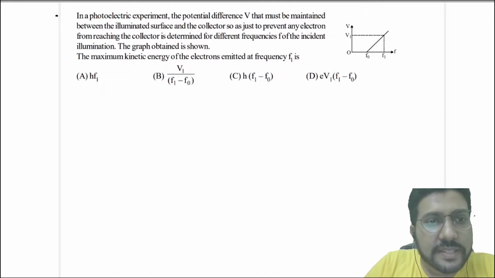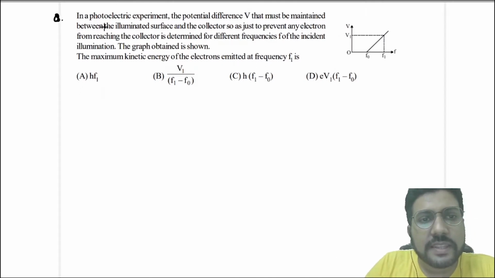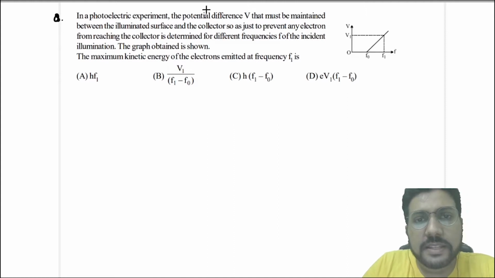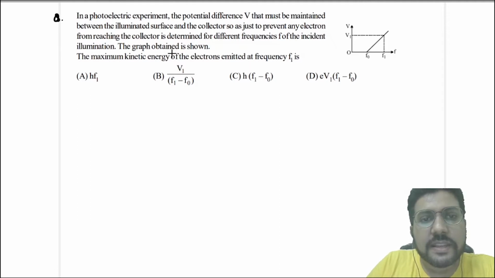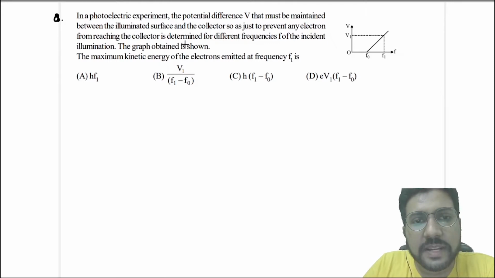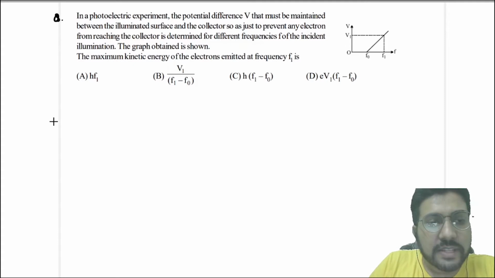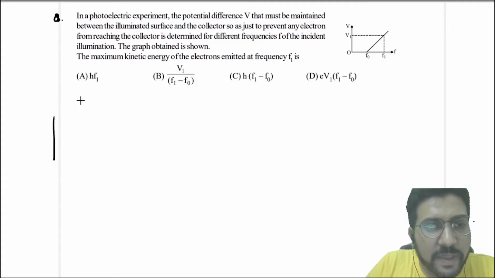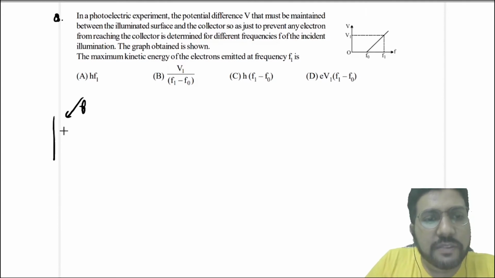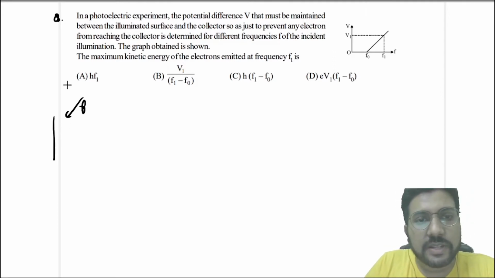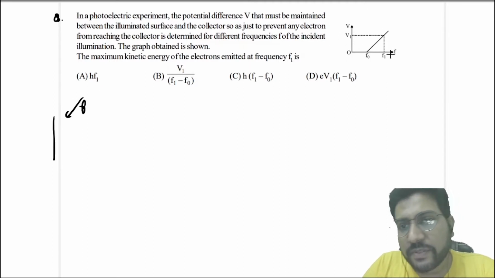Now let us look at this next question. It is given that in a photoelectric experiment the potential difference V that must be maintained between the illuminated surface and the collector so as to just prevent any electron from reaching the collector plate is determined for different frequencies f of the incident illumination. So there is an experiment where different frequencies are striking, and for different frequencies we are finding the values of the stopping potential. The graph obtained is shown. This is the graph obtained for different frequencies, right?